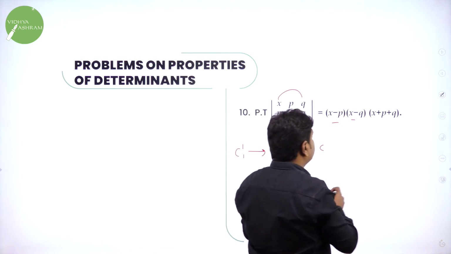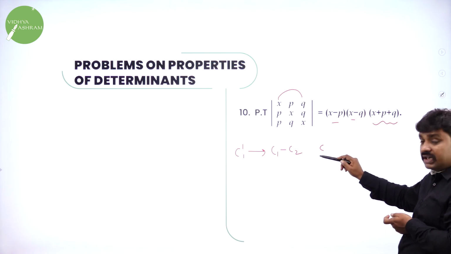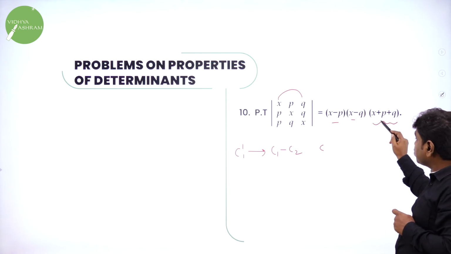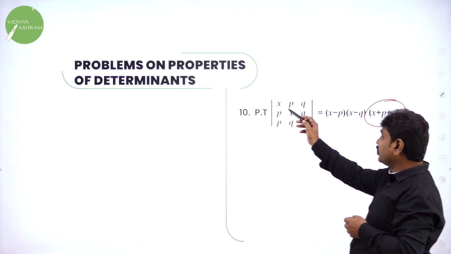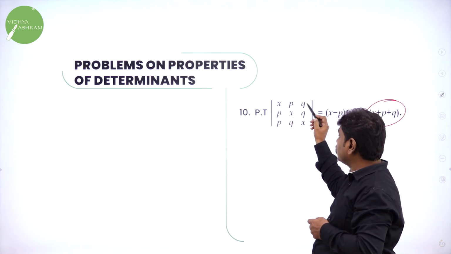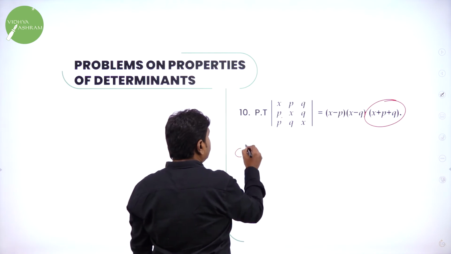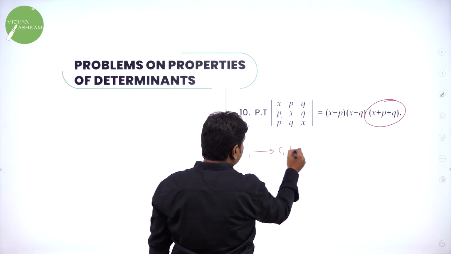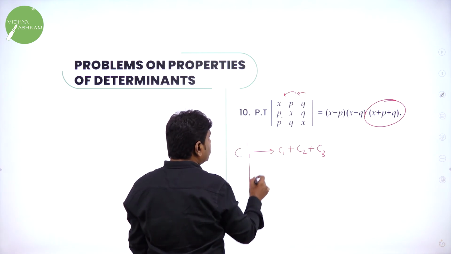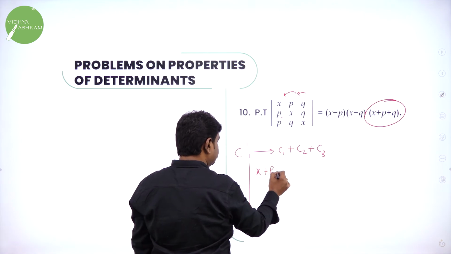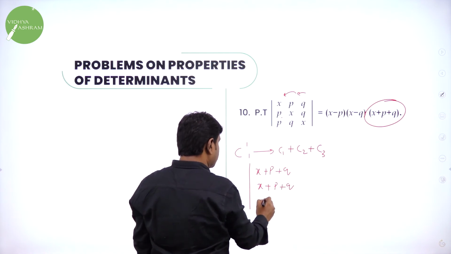Or one more simple, interesting thing you can observe. What can you see here? x plus p plus q. First I decided to do this, but then I observed the third term is interesting. The third term is x plus p plus q. Every row is jumbled: x p q, here p q x, here p q x. So what can I do? Simple. I will do C1 dash is C1 plus C2 plus C3. I am adding all the elements to the first column. If I do that, the first element is x plus p plus q, the second element also becomes x plus p plus q, and the third element also becomes x plus p plus q.